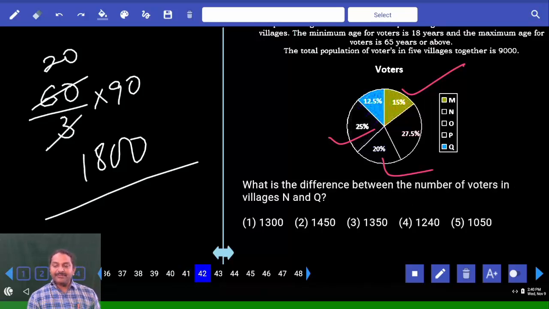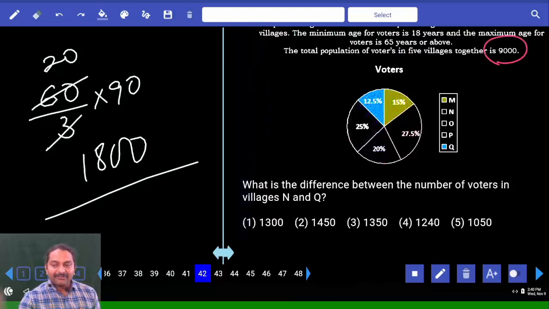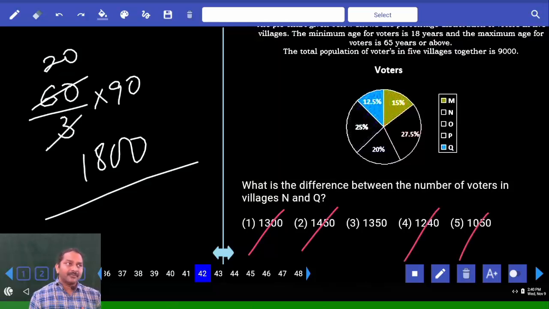What is the difference between the number of voters in villages N and Q? See, when you calculate 1%, what is the value? 9. Which is a 9 multiple? Yes. If you are asked to calculate the sum or the difference, it has to again be a 9 multiple. Right. Can it be the first option? Second, third, fourth, fifth, only one.